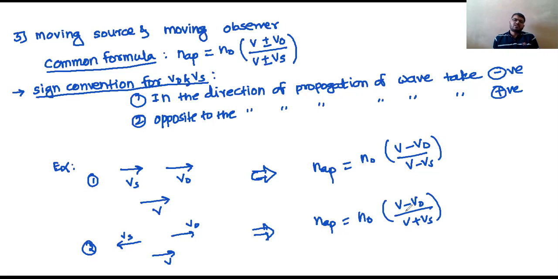So this common formula you can use anywhere when source and observer both are in motion. So use this sign convention, only two sign conventions which are very, very important, and this common formula. It will help you a lot in the problem solving. Clear? Okay, so note down this.